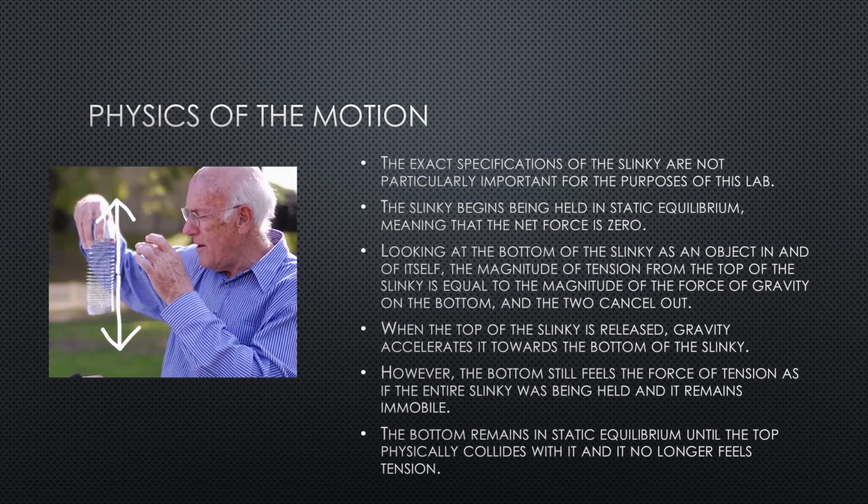The motion is like this because it begins in static equilibrium, meaning that the net force on every part of the Slinky is zero. Looking at the bottom of the Slinky as an object and the top as a separate object, the magnitude of the tension on the bottom is equal to the force of gravity, and that makes the net force zero.